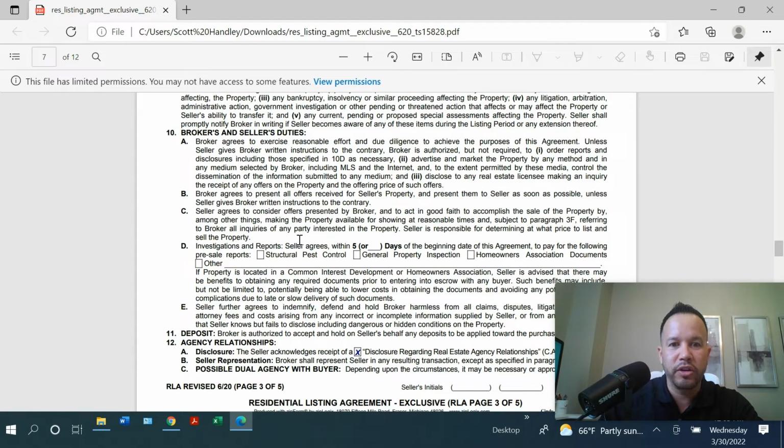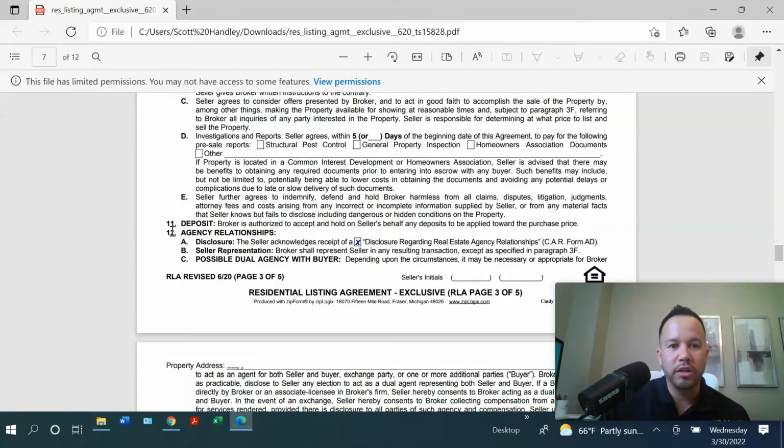Investigation and report. Seller agrees within 5 days of the beginning date of the agreement to pay for the following pre-sale reports, maybe a structural pest control or general property inspection, homeowner association documents. So if they have already ordered those things and you do have them on hand, then you would check those boxes, or other possible home inspection, something like that. Okay.